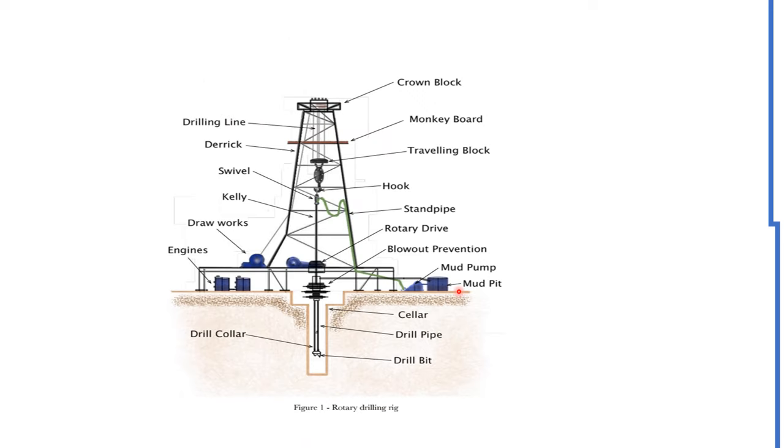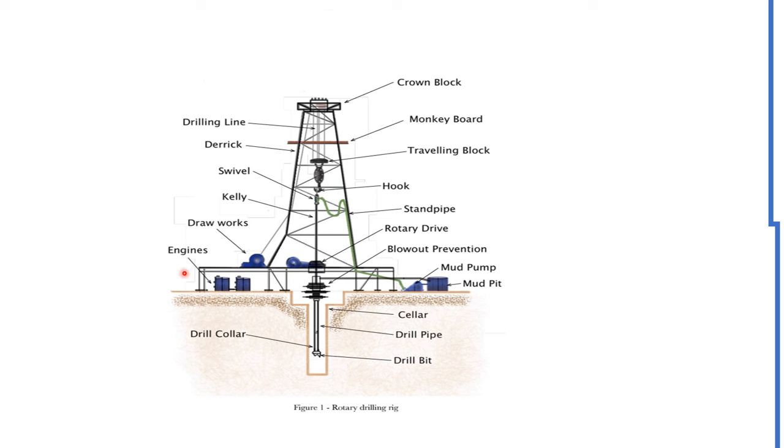So we have another image over here. The top one is the crown block. This is the monkey board. This is the traveling block. This is a hook. This green one is the standpipe. This is the rotary drive. This is the blowout preventer, the BOP. This is the mud pump. This is the mud pit. This area is called the cellar. This is the drill pipe. The last one is the drill bit, and above the drill bit there is a drill collar. The drill collar is used in the drill string to apply weight.